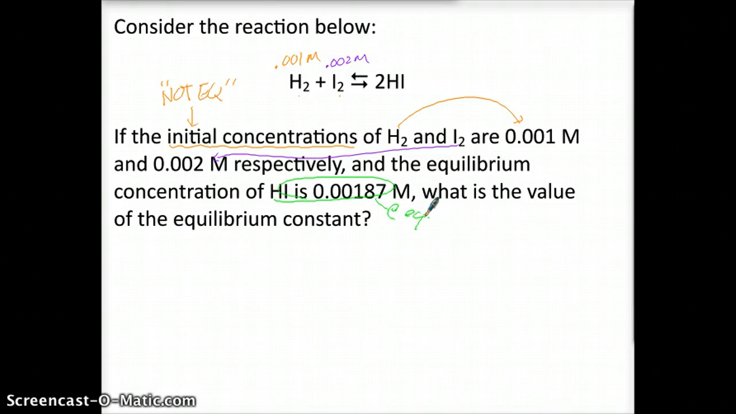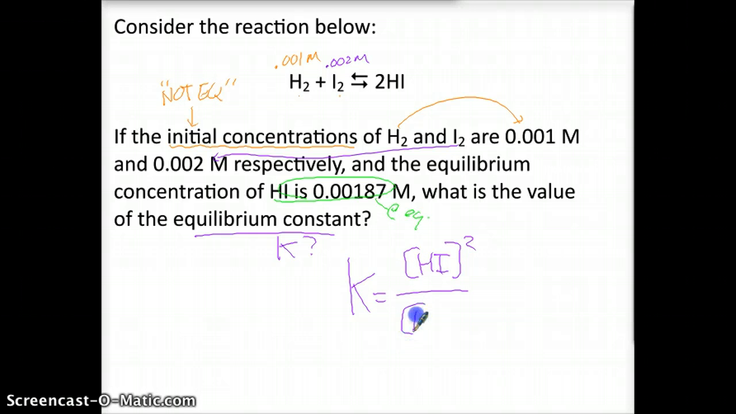So we have some weird things going on. We have compounds at equilibrium and some not. And the problem is asking for, in the end result, what is the equilibrium constant, K? What's K equal to? A good rule of thumb: always write the equilibrium expression. K is equal to HI squared over H2 times I2. So I'll probably need that at some point.